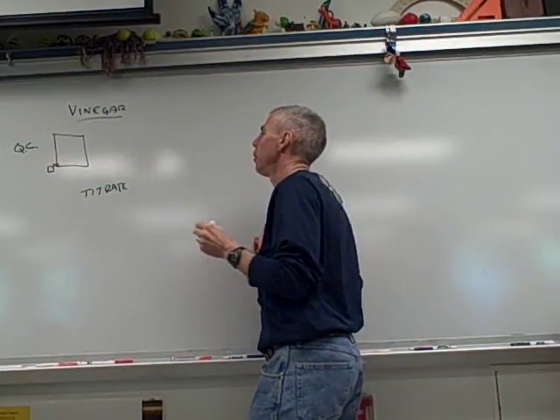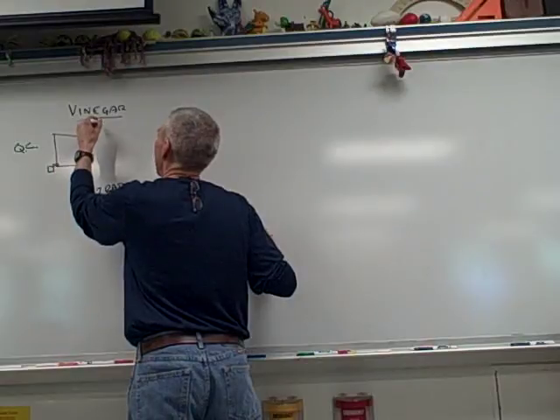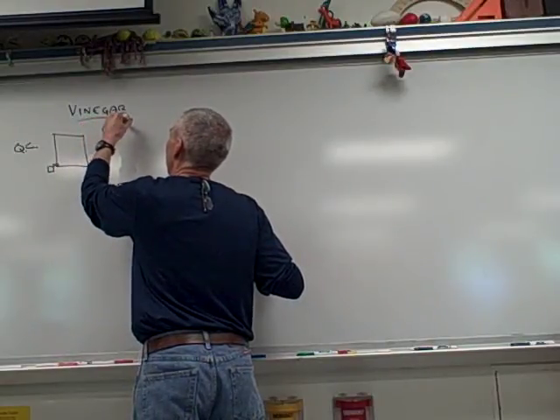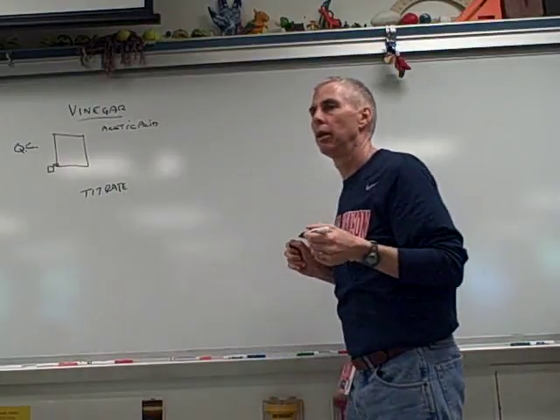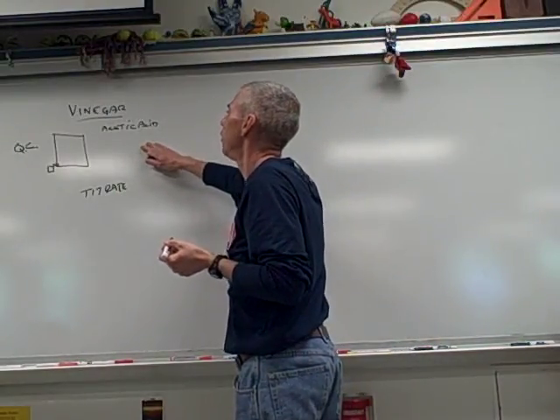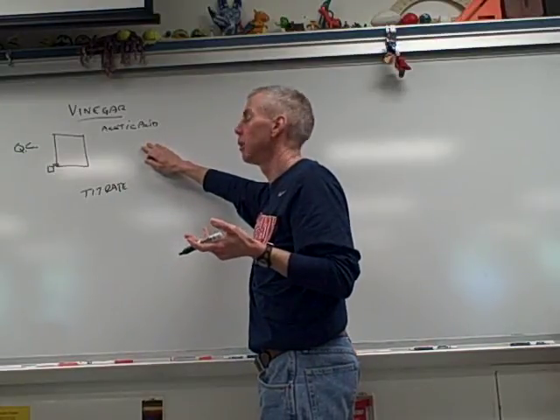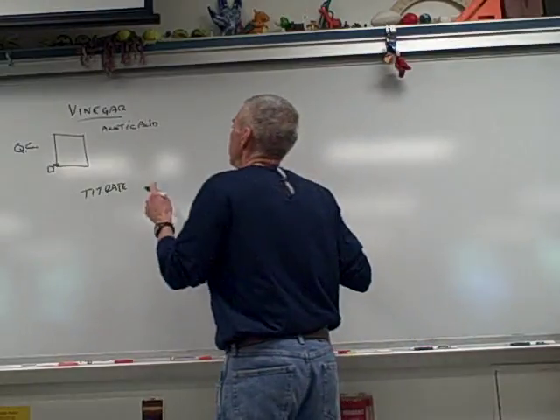So vinegar is a what? An acid or a base? It's an acid. It's acetic acid. So they're going to add a base to it in order to figure out the concentration of the acid in the vinegar. Does that make sense so far? Yeah. Okay. So here's the deal.